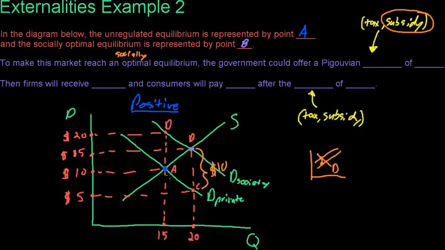So I should write that out, sorry. 15 minus 5, which is equal to $10. So we should give a Pigouvian subsidy of $10. So then firms will get this $15 up here on their supply curve. So they'll receive $15, and consumers will pay only $5, which is all that they are willing to pay because that's what the private demand is, after the subsidy of $10. So that's really all that I wanted to work through here.